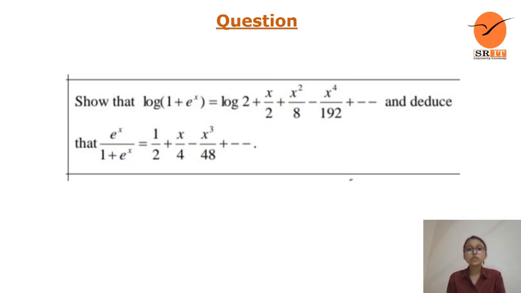So as we know, using Maclaurin series, we can show the above problem and find the solution. After that, we just apply differentiation and we can deduce e raised to the power x upon 1 plus e raised to the power x is equal to 1 by 2 plus x by 4 minus x cubed by 48 and so on.